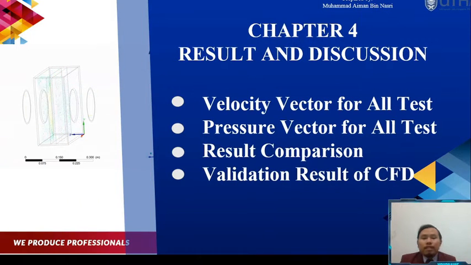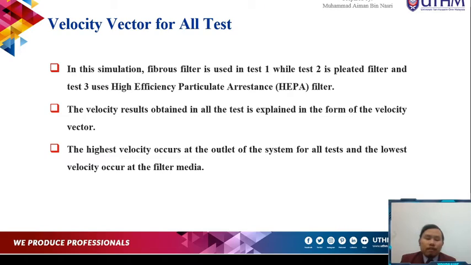Chapter 4 is result and discussion. We have velocity vector, pressure result comparison, and validation result of CFD. Velocity vector for all tests. In this simulation, a fibrous filter is used in test 1, while test 2 is a pleated filter, and test 3 uses a high efficiency particulate air, which is a HEPA filter.